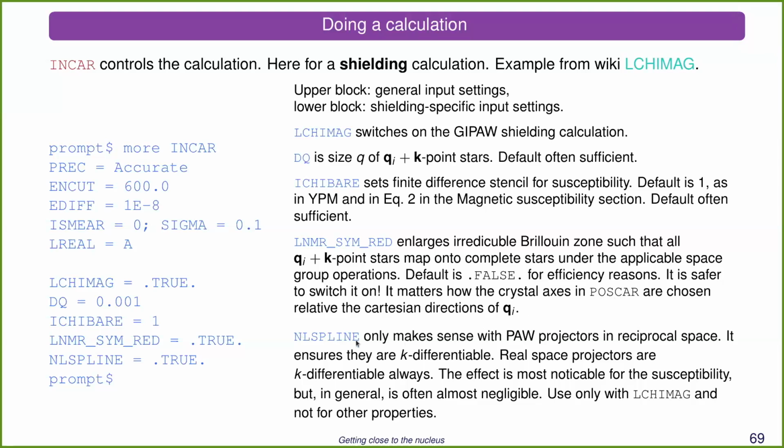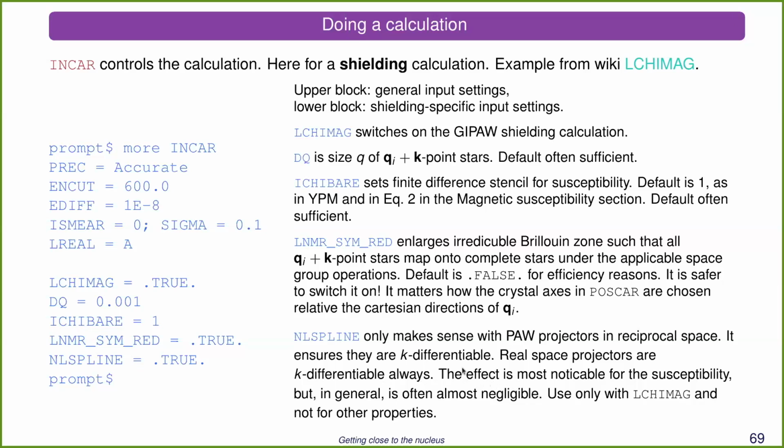Then the last thing is the NL spline. And this has to do with PAW projectors in reciprocal space. This now has to be K-space differentiable in a sense because we go on these Q-point stars with finite differences. And in real space, so when LREAL equals A, this is always the case by default. So you don't need this. So this combination doesn't make much sense.